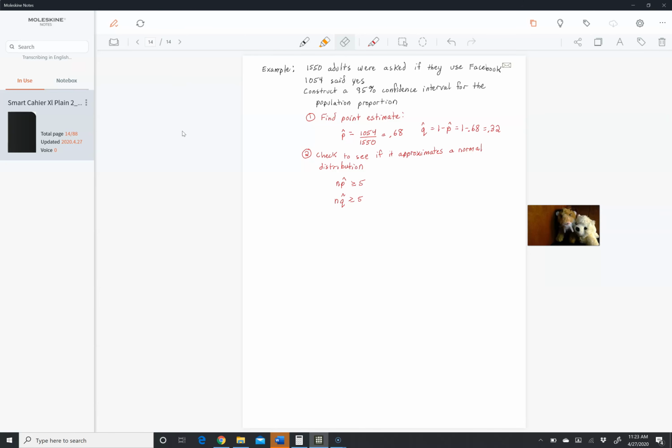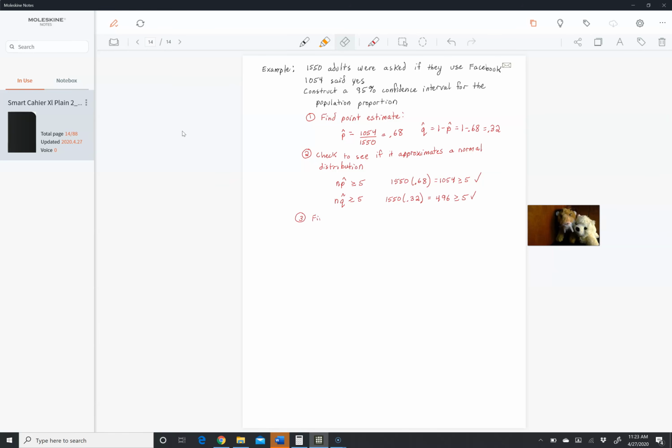Our N is 1,550, so we do 1,550 times 0.68. This is equal to 1,054, and yes, this is greater than or equal to 5, so we're okay there. Now we do 1,550 times 0.32, and we get 496. 496 is also greater than or equal to 5, so we're okay there.